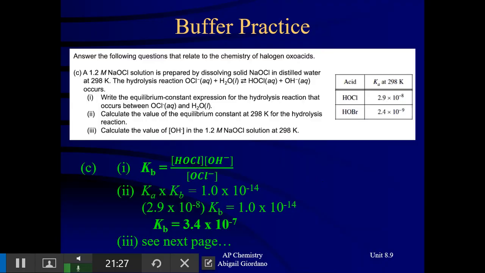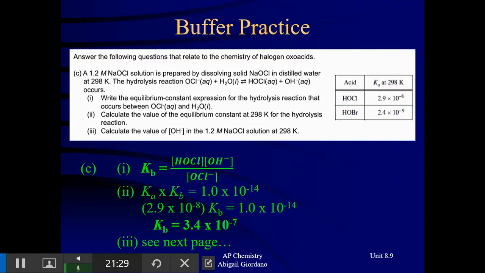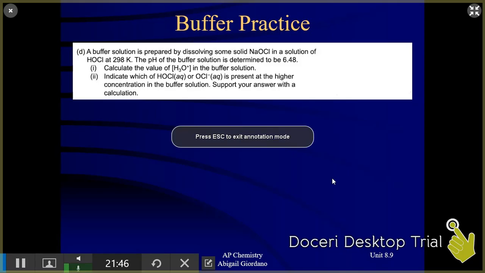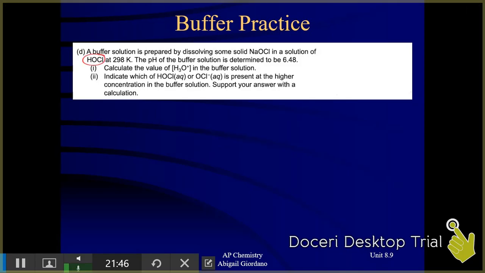Okay, so hopefully you did all right on letter C. Let's go ahead and look at letter D. All right, this time we're dealing with a buffer solution. Okay, and it says we have, again, that same salt, NaOCl, and HOCl. Okay, this is a buffer system because here's my weak acid, and here is its conjugate base. Those are the requirements to be a buffer system, and they've given us the pH.